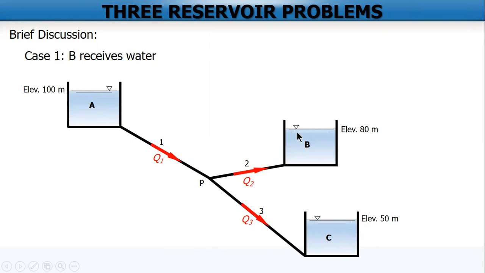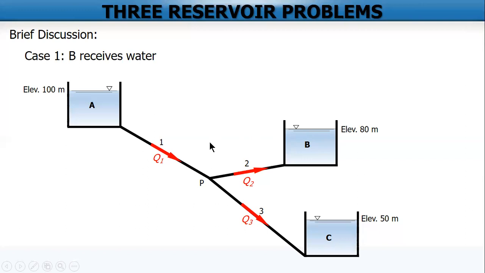And then at B, of course, it is the same, the pressure is zero, and likewise at C. So that leaves P. Where is the elevation of the hydraulic grade line at P? There are two cases: it is either higher than 80 or lower than 80.